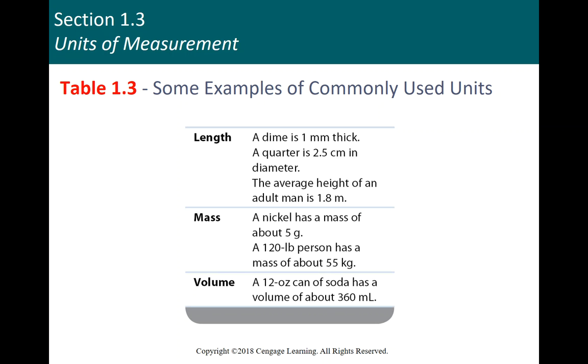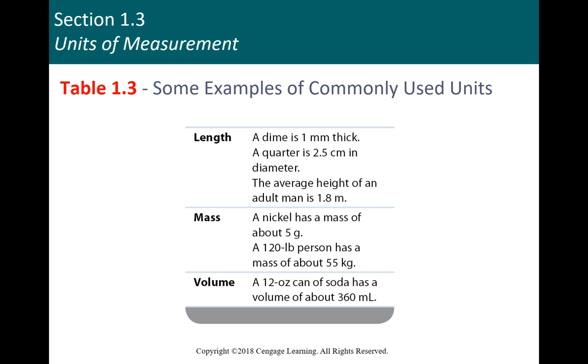For mass, I think with length we can kind of get it because we've used rulers. Mass, we haven't had a whole lot of practice with balances, but a nickel has a mass of about 5 grams. 5 cents, 5 grams. A 120-pound person has a mass of about 55 kilograms. And with volume, we're starting to see a lot more labels. In fact, I think most labels I see nowadays have both the English unit and the metric unit. So a 12-ounce can of soda is about 360 mils. You do see volume sometimes in metric if you buy a 1 liter or a 2-liter bottle of soda or water or whatever.